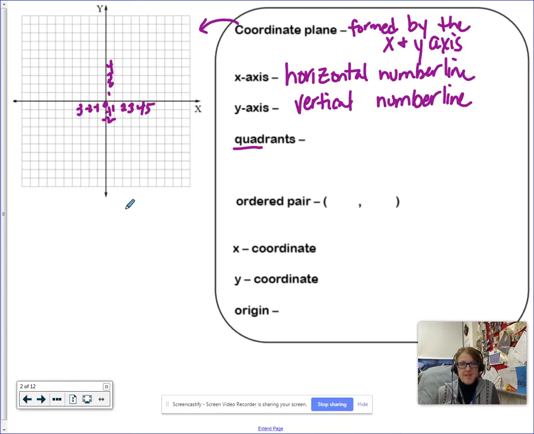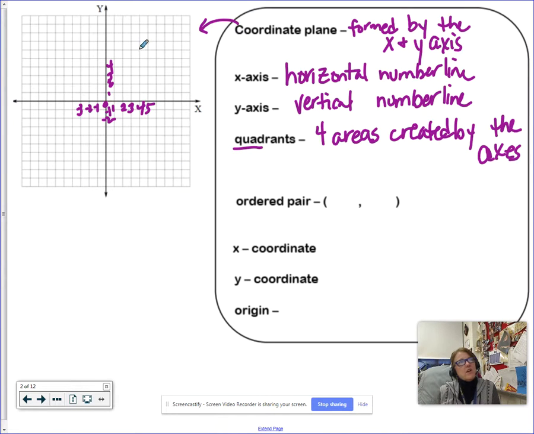Quadrants. You could probably think of some words that have quad in them, and the root of that word has to do with 4. So the quadrants are the 4 areas or regions created by the number lines, or not the number lines, but the axes. So by the axes. Okay, and here they are. You have 4 different chunks here.